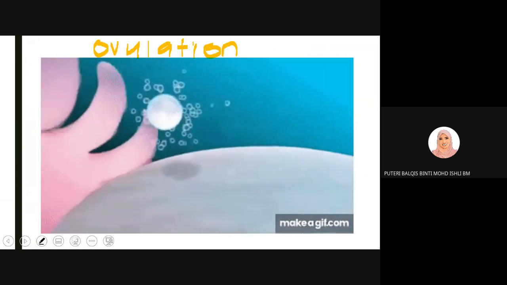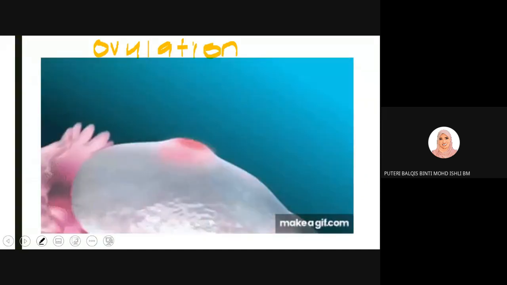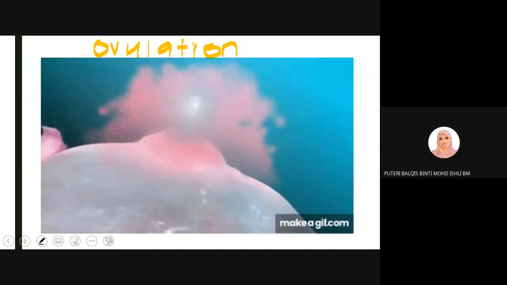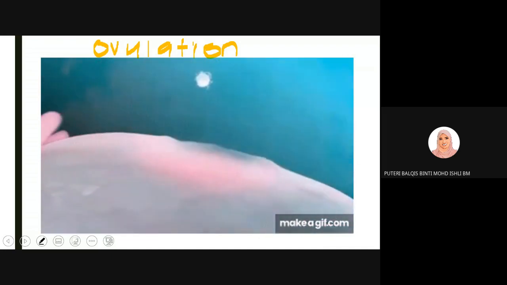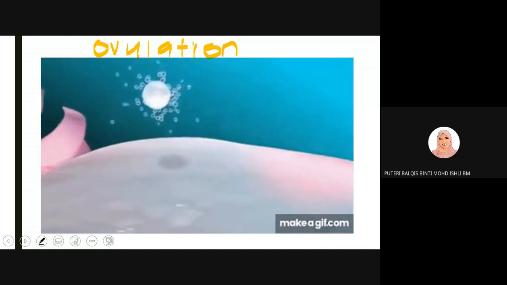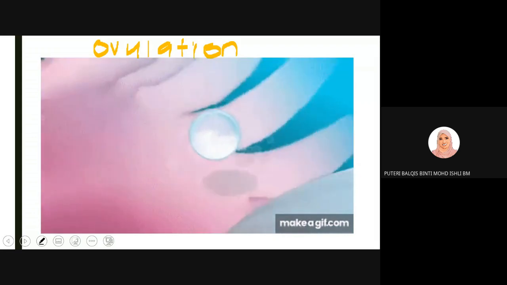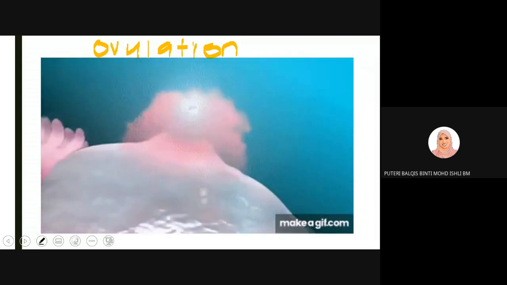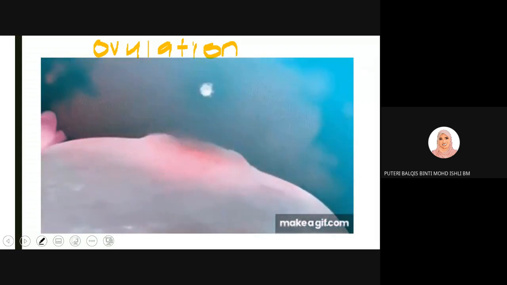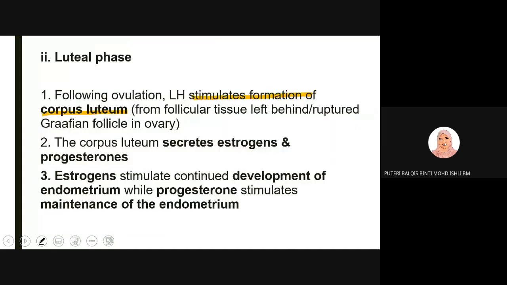Siapa yang rasa dia tengah ovulate, dia akan rasa cramp, ikutlah kat kanan atau kiri. Lepas tu suhu badan dia akan naik sikit. Right? Ovulate. Following ovulation, LH stimulate formation of corpus luteum.